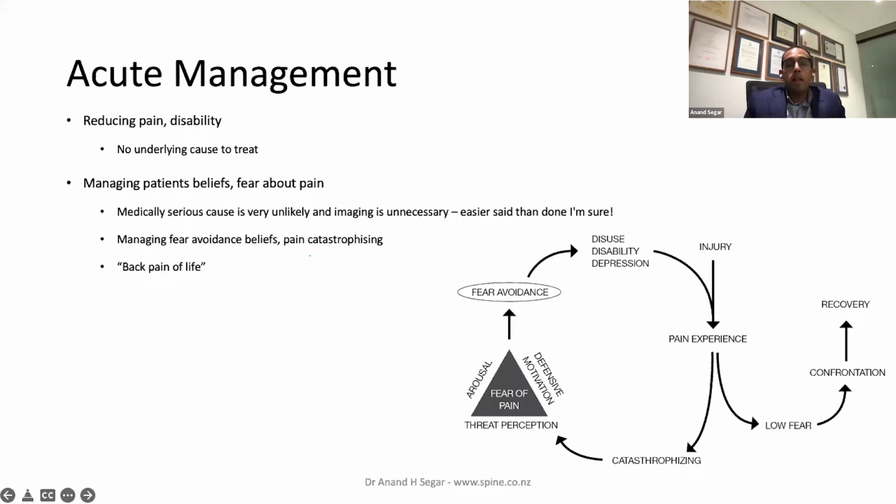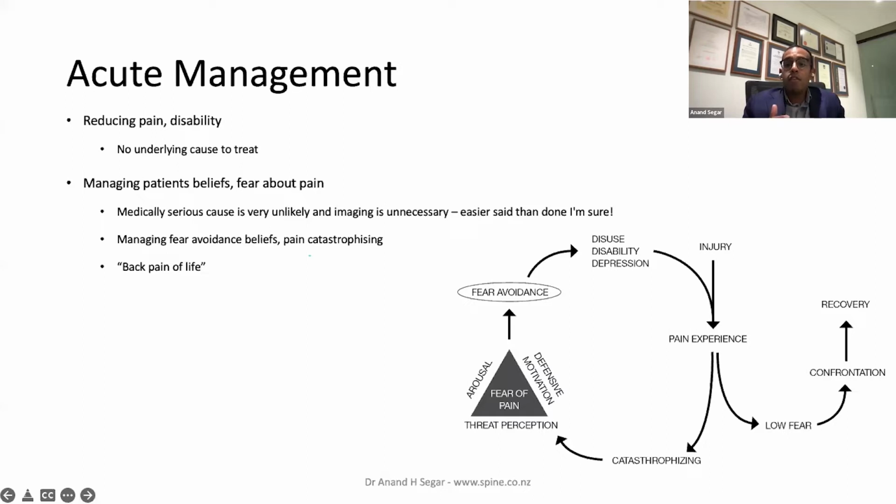Managing fear avoidance beliefs and pain catastrophizing. So this is the fear avoidance cycle, and patients enter with an injury, and depending on how they respond to the pain experience, they can either catastrophize the pain, think it's the worst thing ever, think that they're going to die or become paralyzed. That's often a thing that patients present to me with. "I haven't done anything because I'm worried that if I keep moving, I'm going to become paralyzed." They catastrophize the pain and they get scared of their pain. They get avoidant of their pain. They get depressed. They stop moving, and then they cycle around. And it's really hard to get them off the cycle once they're on it.